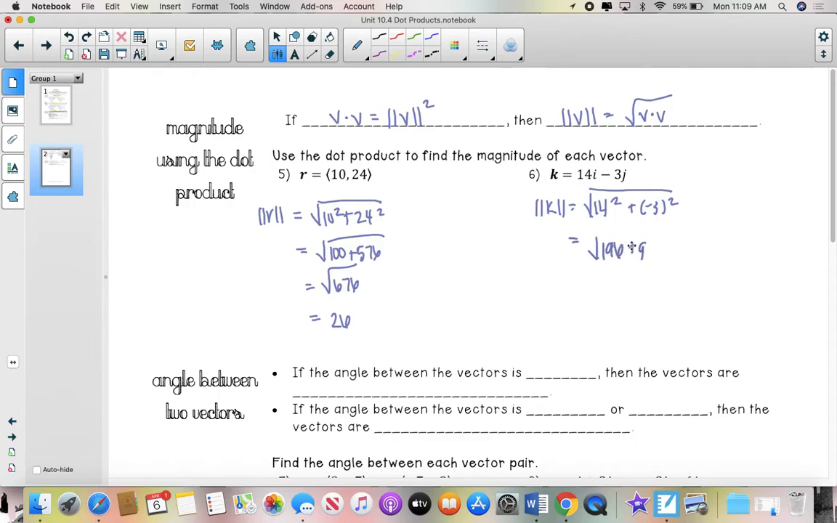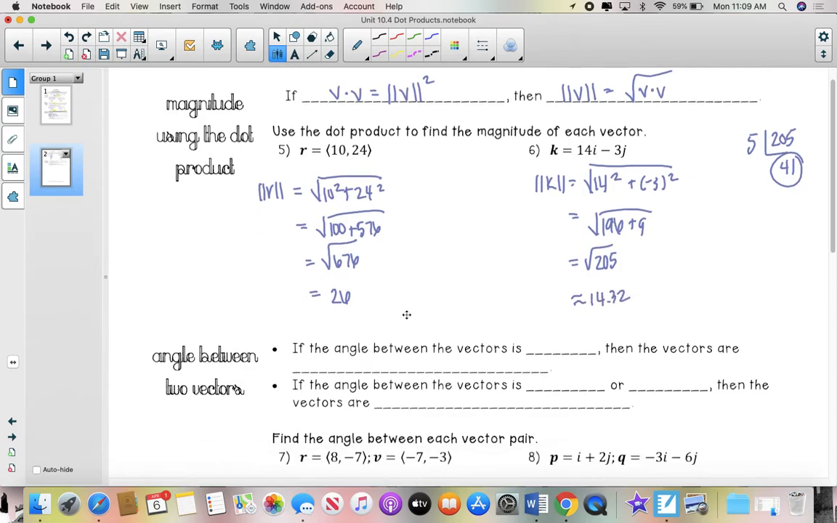3 squared is 9. So that gets you 205. And you can either use the decimal or you can try to simplify it. So we're going to try to simplify it because that's what Con did and I didn't realize it. So 205 divided by 5 is 41. Our issue is 41 is a prime number, so that's actually it. If you have the decimal of it, it's approximately 14.32 something, okay?